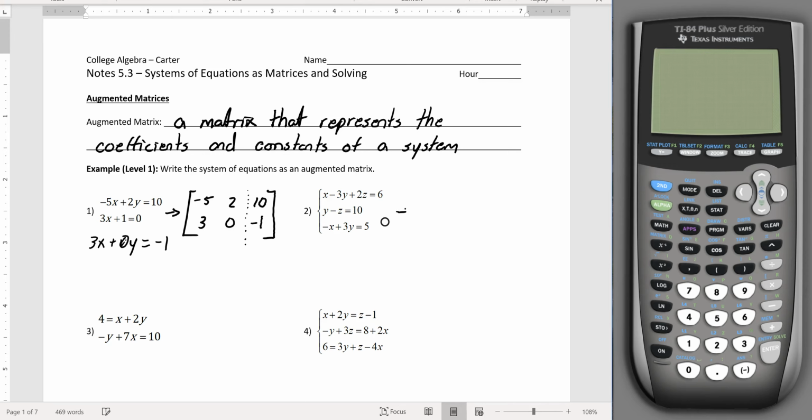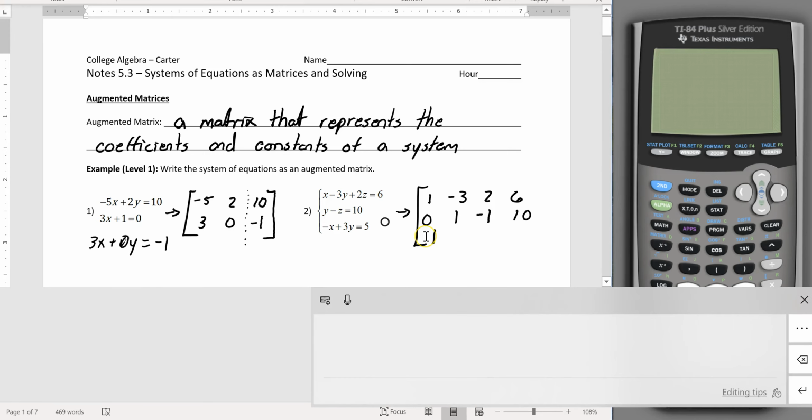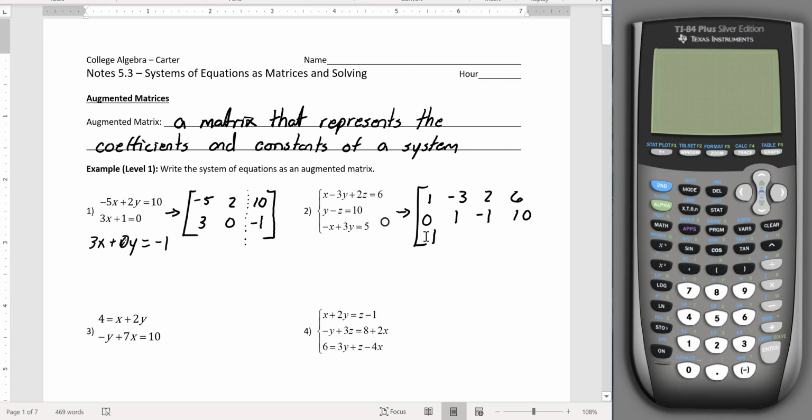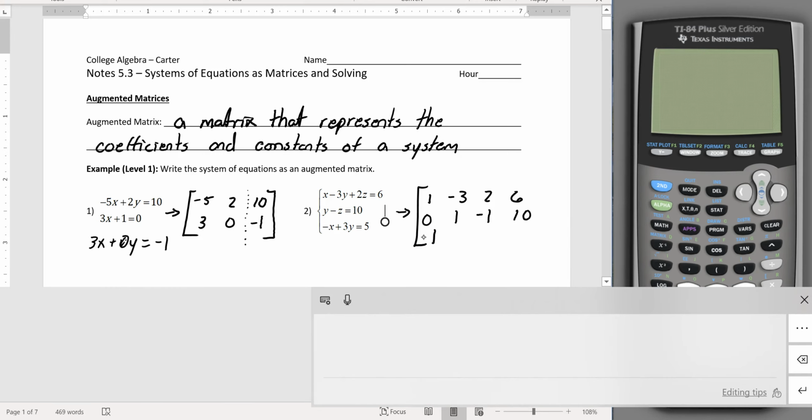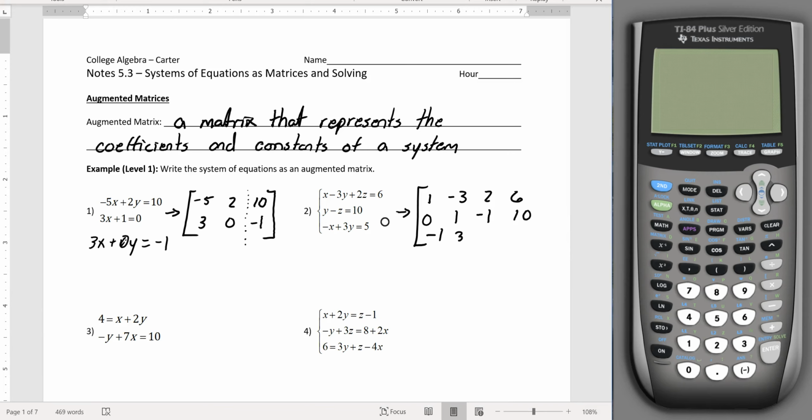So looking at number 2, what if there are 3 equations with 3 variables? Well, we'd have x, its coefficient is 1, y, negative 3, 2z is 6. There's no x, so we'd put a 0 there. 1y, negative 1z, and 10. Negative 1x, 3y, there's no z's, and 5 would be my constant there. Again, imagine that dashed line separating the variables from the constants.